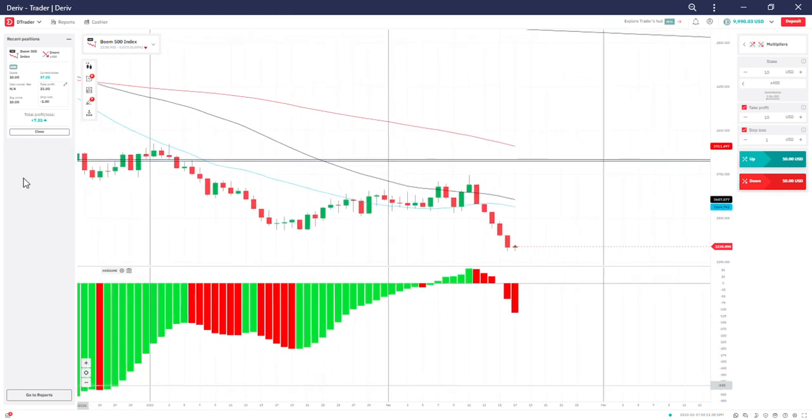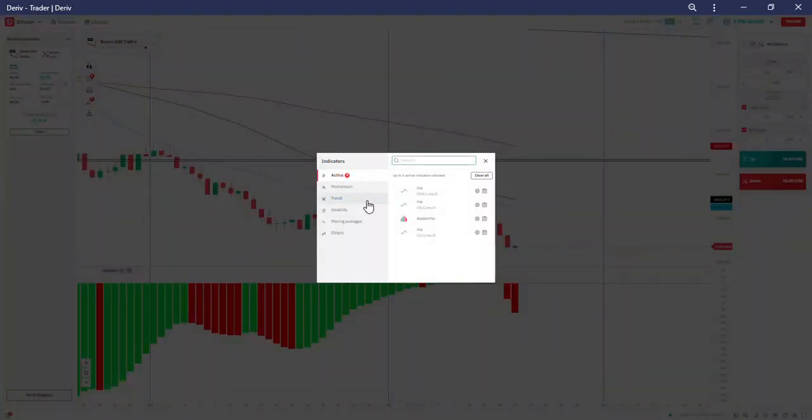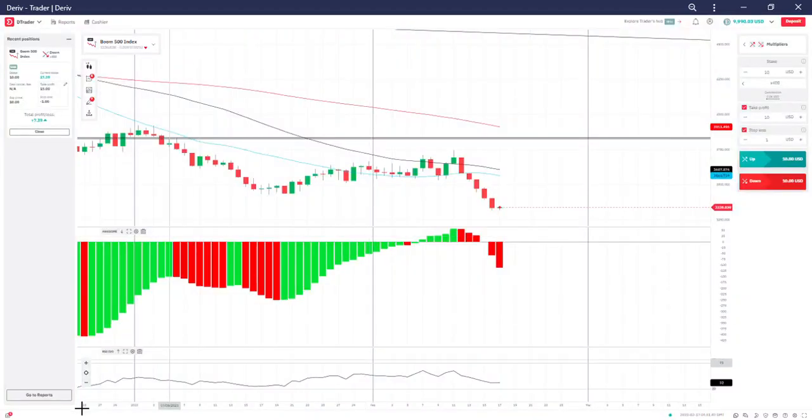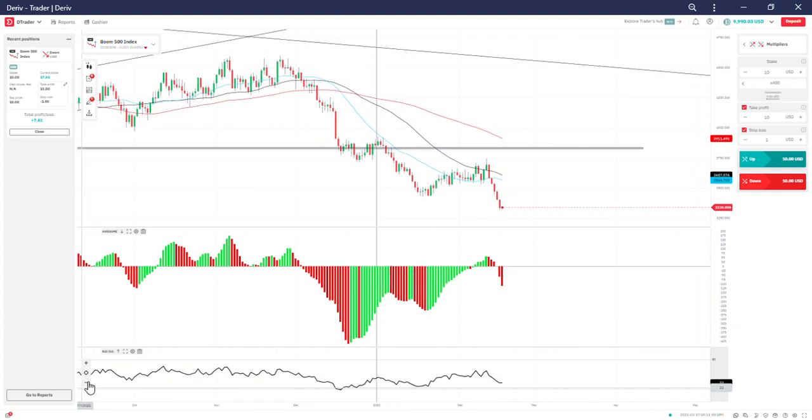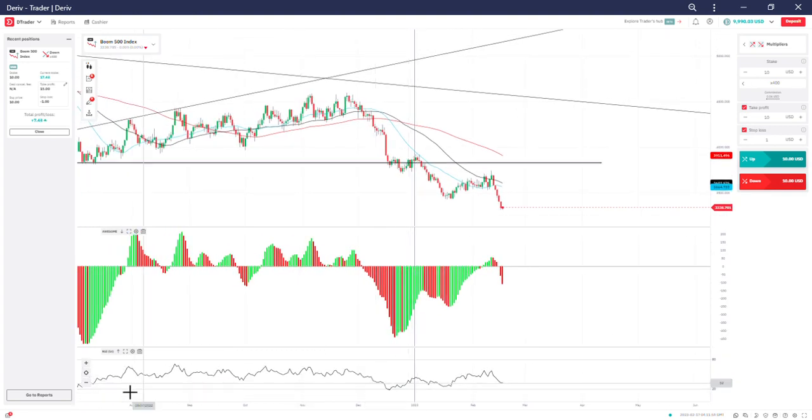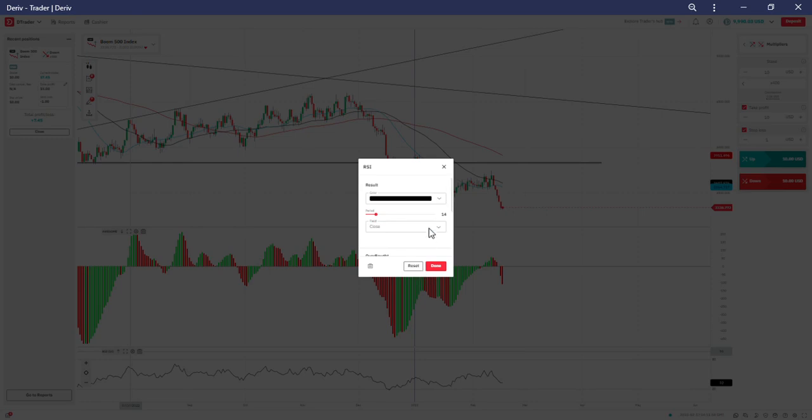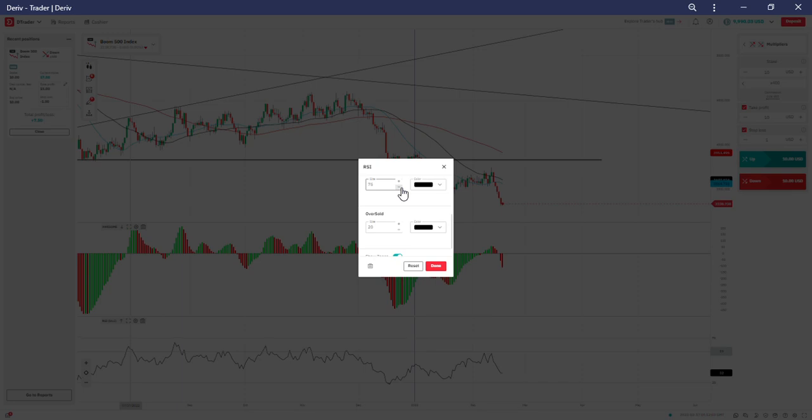I can still apply an indicator here called the RSI to look at the position of the overbought and oversold and see whether this market is oversold. So not yet. Let me make some few adjustments. I like mine being 70-30. Done. There we go.